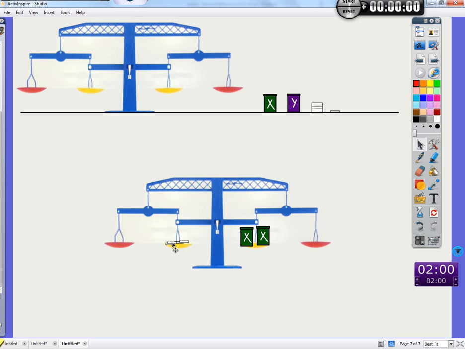What do we want to do, Ian? Divide by 2. Yeah, we want to take half of each side. So half of this side is an x, and half of this side is half of 4. Okay, so now x is 2, right? So that's how it goes.